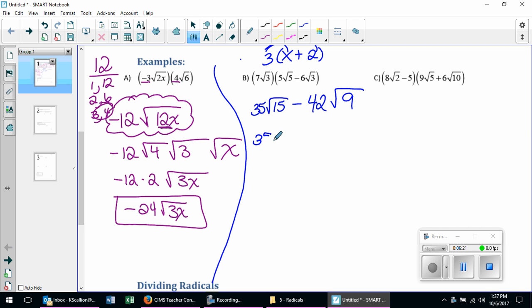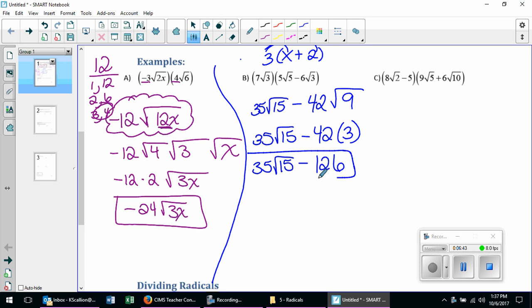So 35 root 15 minus 42 times 3. So 35 root 15, this is going to be 126. Did I do my math right? So that's my most simplified answer.